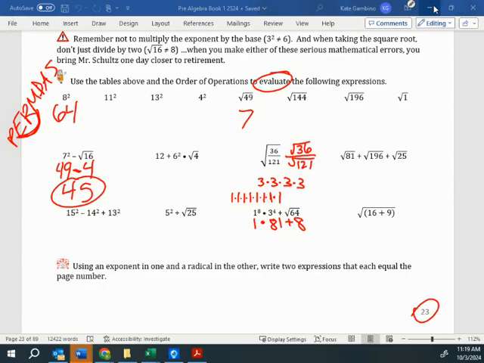All right, so you're going to quietly work, making sure you're doing your order of operations correctly. So really look and think, am I doing this correctly?